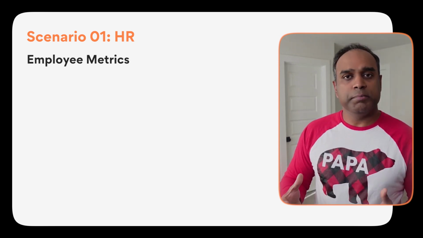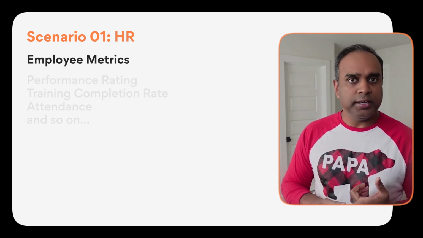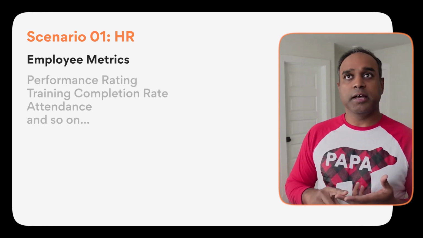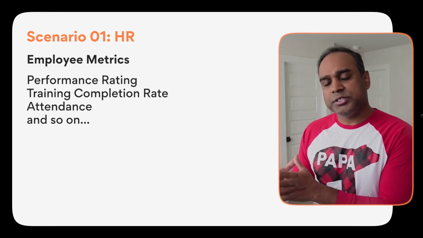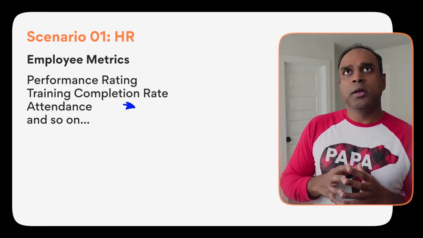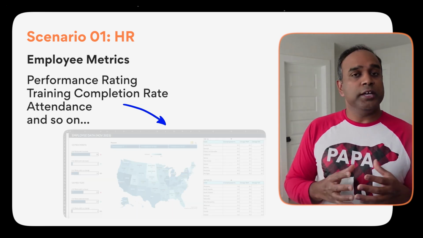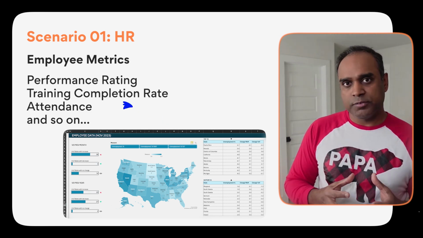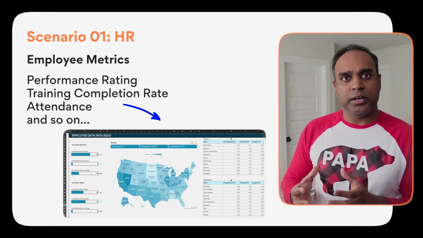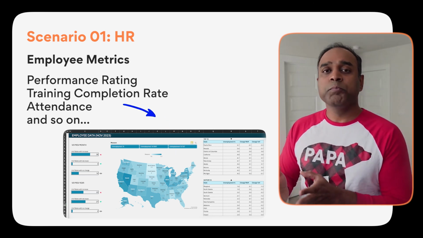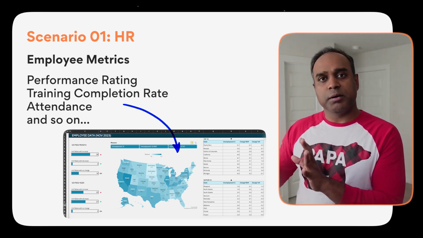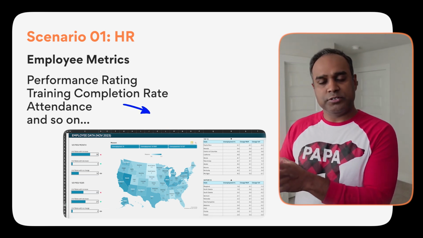Let's say, for example, in a human resources scenario where you have employee metrics such as performance rating, training completion rates, attendance rates, and so on. So you have those measures, and then you want to analyze them by the location of the employee or the office. So that is an example where you have a geographic attribute, which is location of the employee or the office, and then you have multiple measures about the employee performance and other attributes.